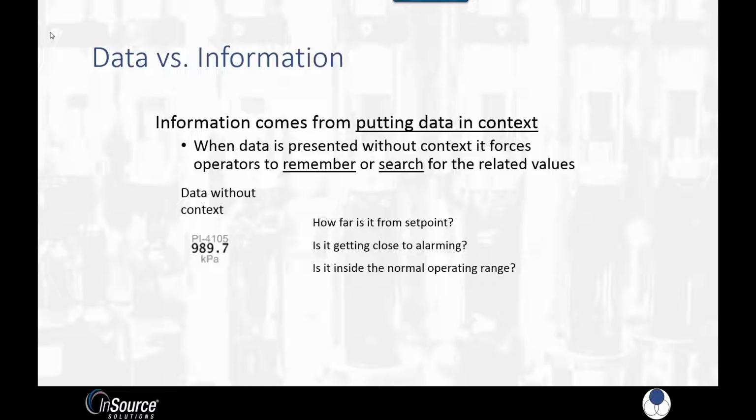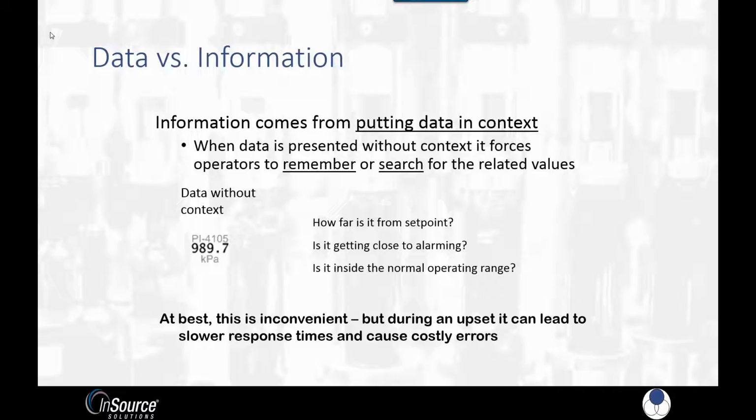So if that were something in the process, like a process variable, how far is that from set point? Is it in its optimal range? Is it getting close to alarming? Has it emerged from alarming? What are the alarm limits? Is it inside of its normal operating range? What is a trend of that value over the past X amount of time, 15 minutes, 60 minutes, 2 hours? Is it trending down? Is it trending up?